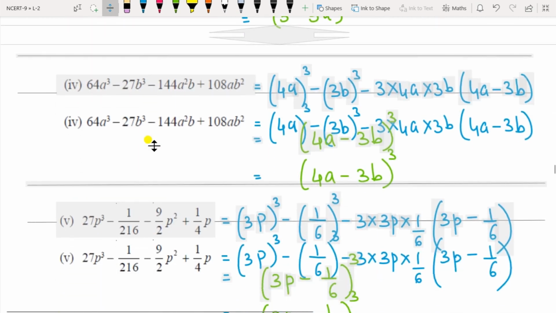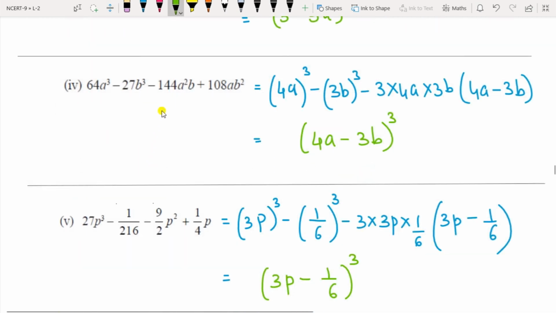Okay. Now this here is 64a cube, so it is 4a cube. 27 means 3b cube, then 3 into first term into second term, and 4a minus 3b in the bracket, and 4a minus 3b the whole cube is the answer.